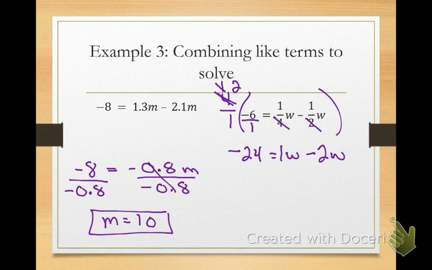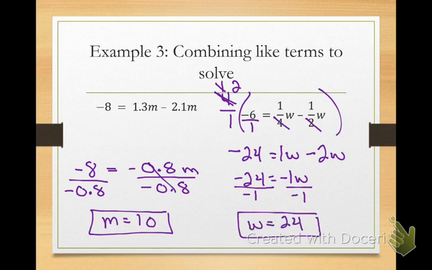I would just solve. Negative 24 equals negative 1w. Please hold on. Divide both sides by negative 1. W equals positive 24. Now, I rushed through that one because we're just out of time. But again, it's just that concept of clearing fractions. We've done pretty much everything except the word problem.